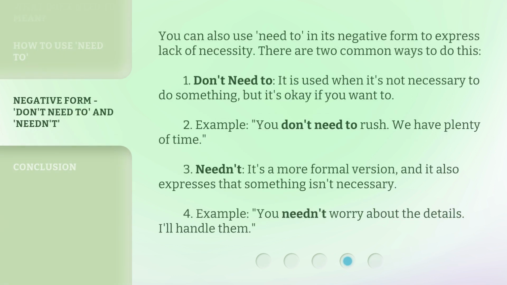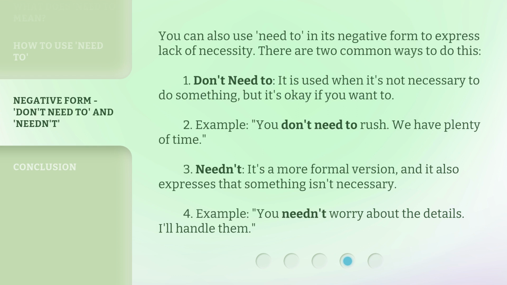You can also use need to in its negative form to express lack of necessity. There are two common ways to do this. 1. Don't need to. It is used when it's not necessary to do something, but it's okay if you want to. 2. Example, you don't need to rush. We have plenty of time.